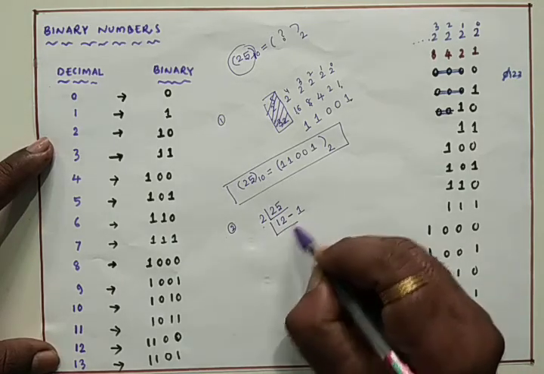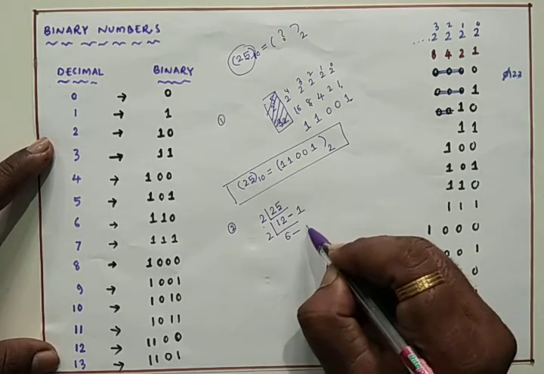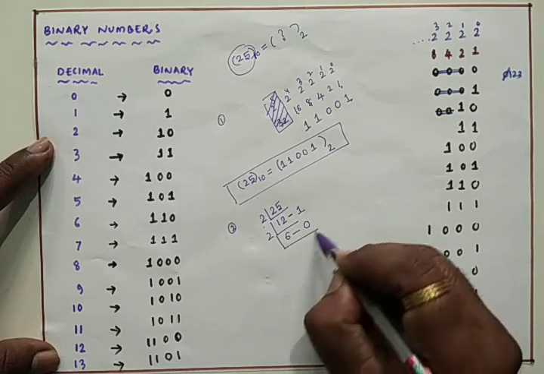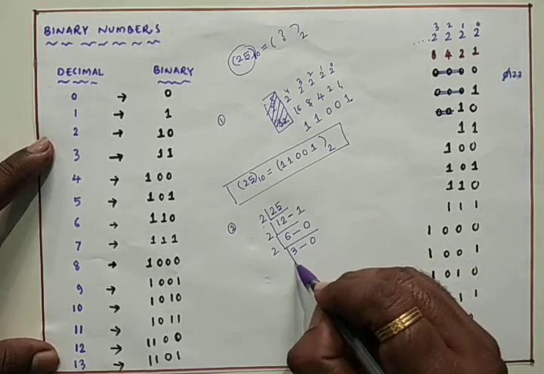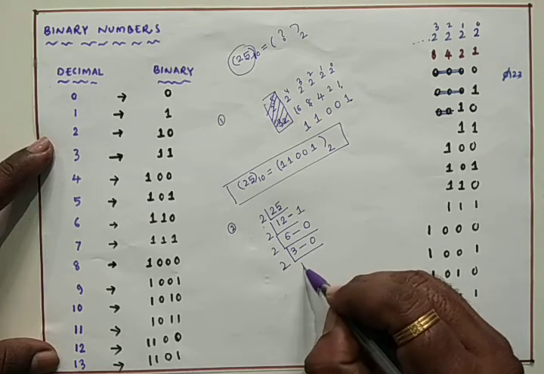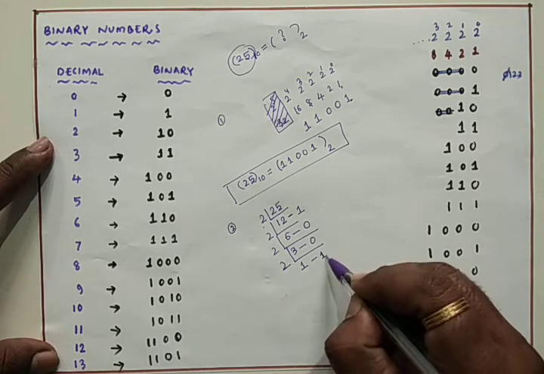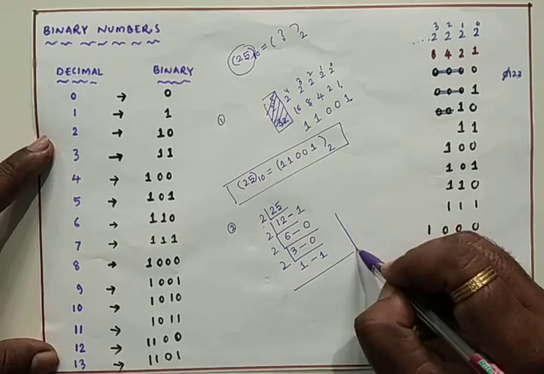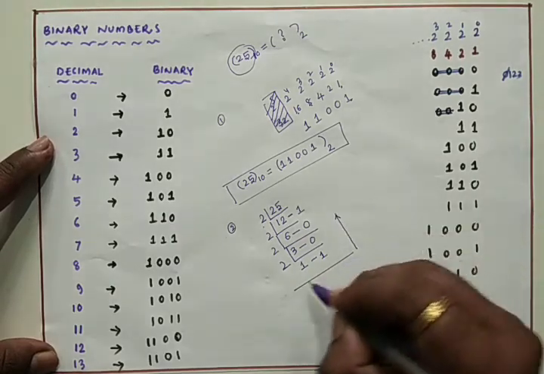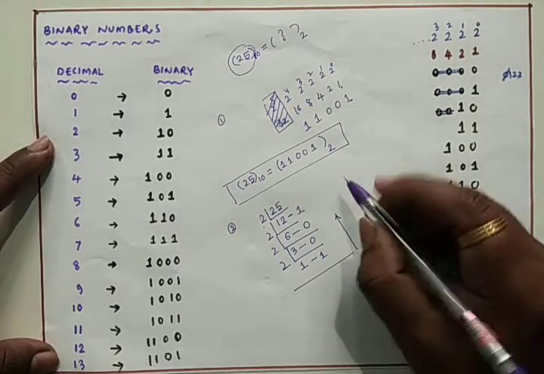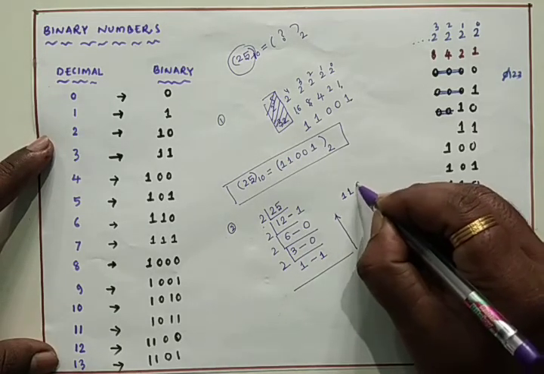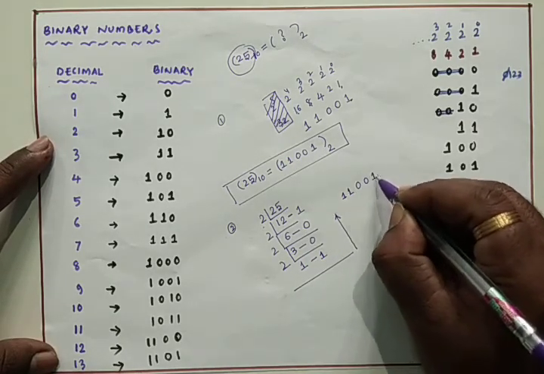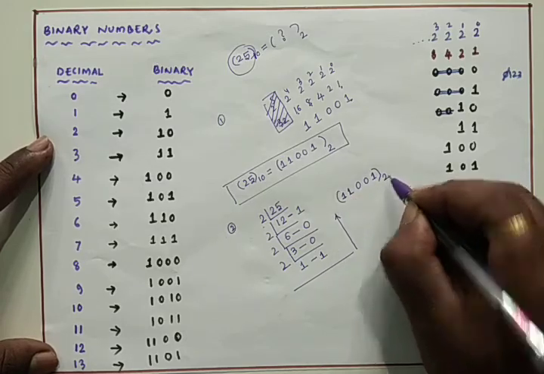Then go on again. 2 6s are 12, remainder is 0. 2 3s are 6, remainder is 0. Next, 2 1s are 2, remainder is 1. Take the remainders from bottom to top and collect all the digits. The first remainder is 1, then 1, 0, 0 and 1. This is the number in base 2.